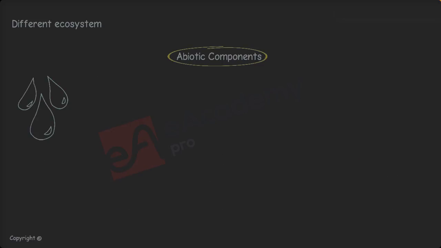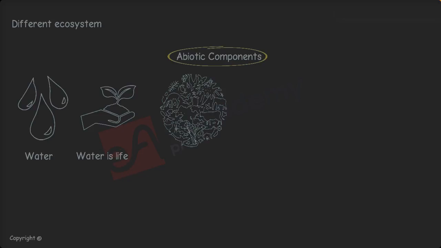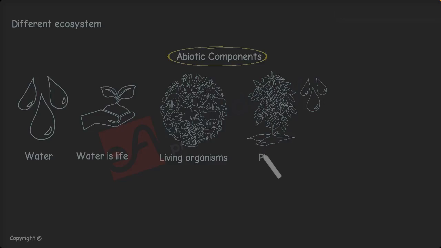Water, H2O, is a very important abiotic factor. It is often said that water is life. All living organisms need water. Plants must have water to grow. Even plants that live in the desert need a little bit of water to grow.